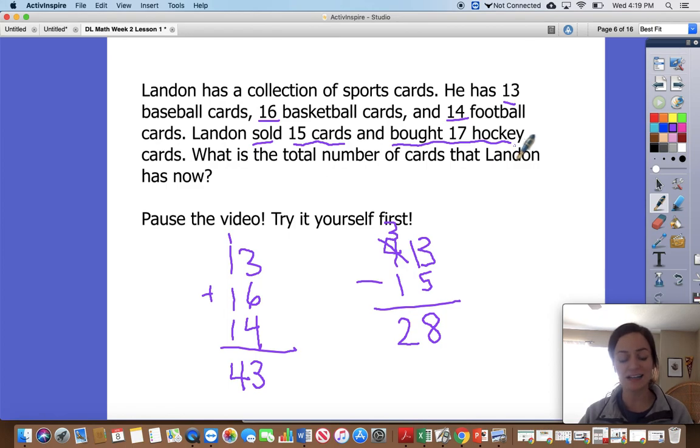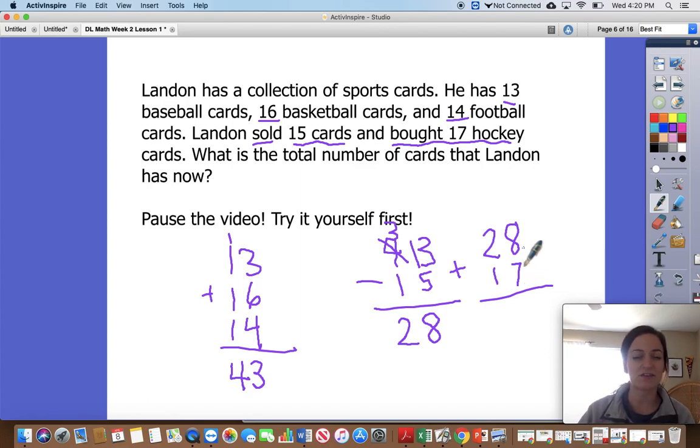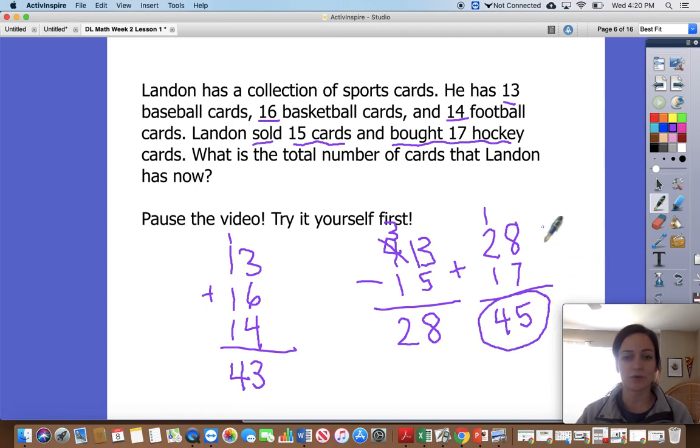If he's buying 17 more cards, I know that I'm adding, right? Because he's getting more. He's getting 17 more cards, so I'm going to add 17 cards onto it. Okay, so I'm going to add those 17. 7 plus 8. The way I think of it is 7 plus 7 is 14, plus 1 more is 15. Carry my 1, 2, 3, 4 tens. Landon has 45 cards.